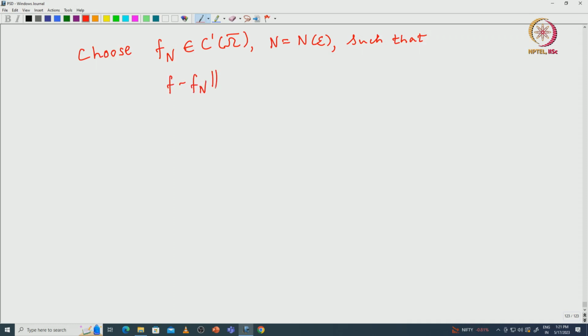Okay. So, by density, choose some f_n. Again, this n depends on the sequence we are choosing, so n again depends on this epsilon, such that f minus f_n is small. So this is by density.